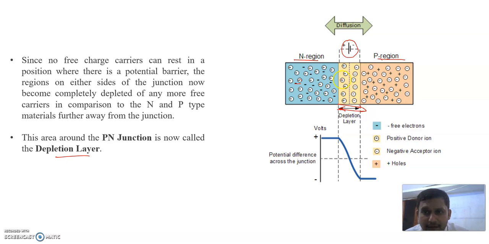From this diagram we can easily observe there is no free charge available in the depletion layer. Only two types of ions are present: one is the positive donor ion and the other is the negative acceptor ion. The negative acceptor ion repels the electron, and the positive donor ion repels the hole. That's why, due to the negative acceptor ions and positive donor ions, electrons will not cross the PN junction.